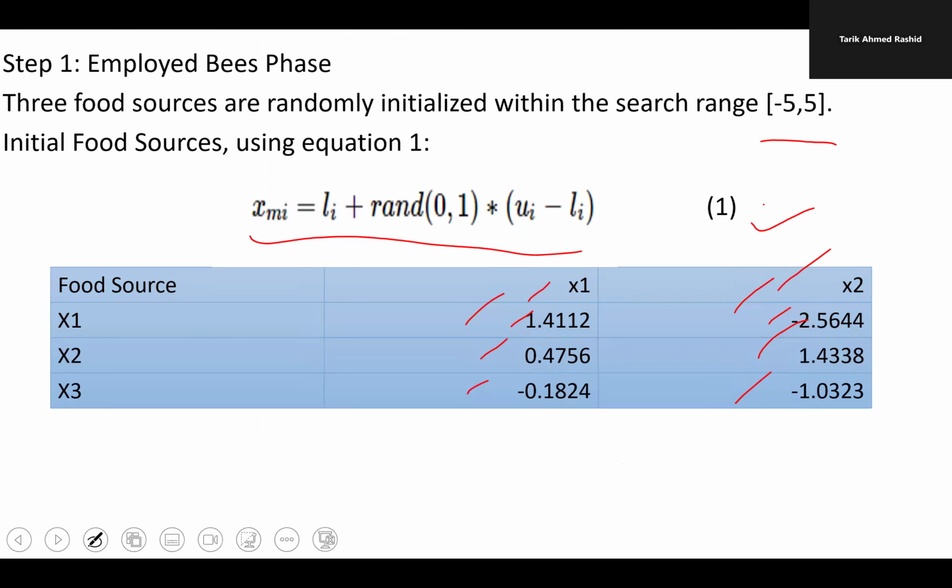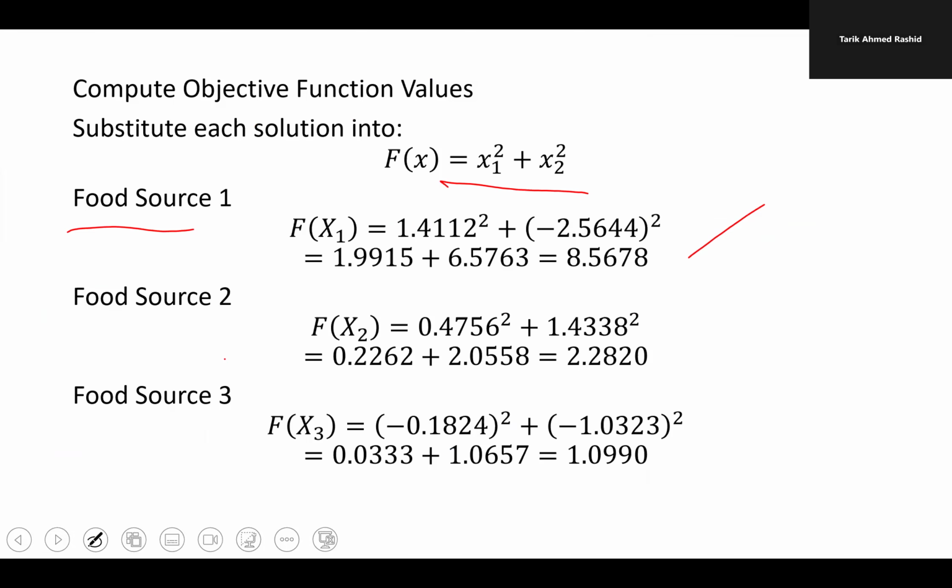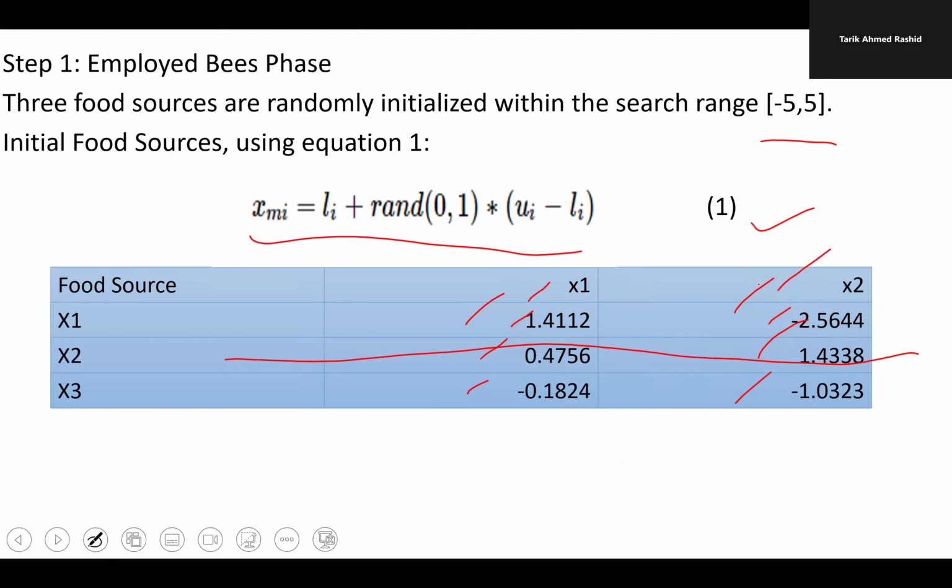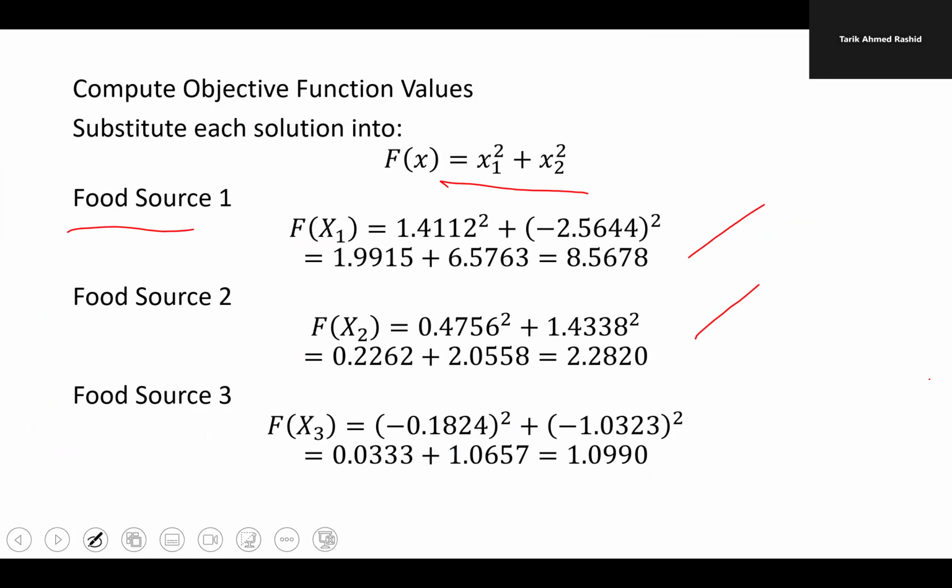The second one will be plugged in as well. That's the result of it. And the last one, x1 is minus 0.1824 and x2 is minus 1.0323. This one also will be plugged into this equation.